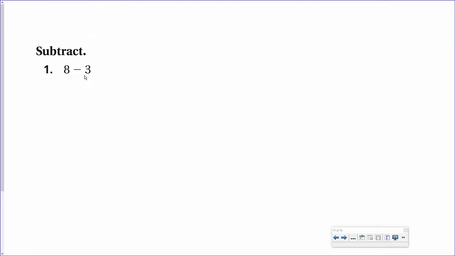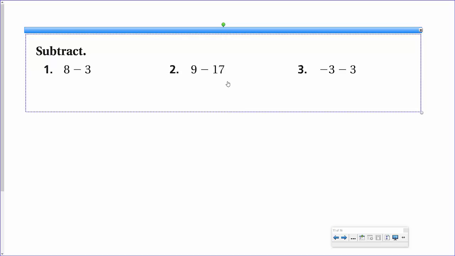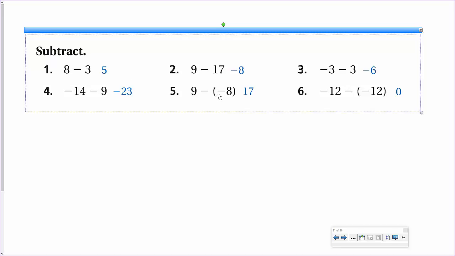Subtract 8 minus 3, 9 minus 17, and -3 minus 3. So 8 minus 3, of course, is 5. Oops, I'm sorry, I didn't realize there was more. -14 minus 9. 9 minus, okay, these are good, okay. So 8 minus 3 is 5. Oh, there's all of them.